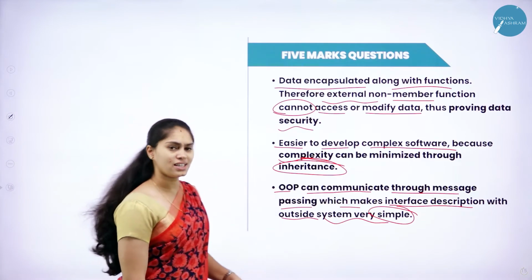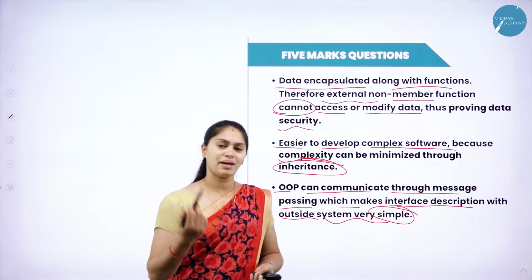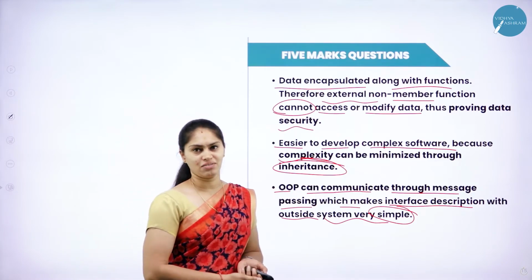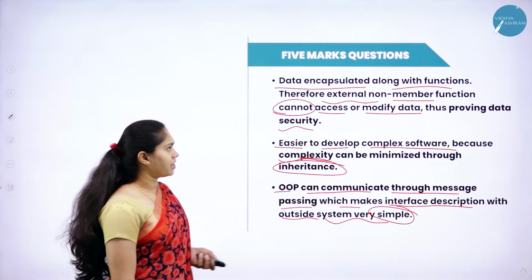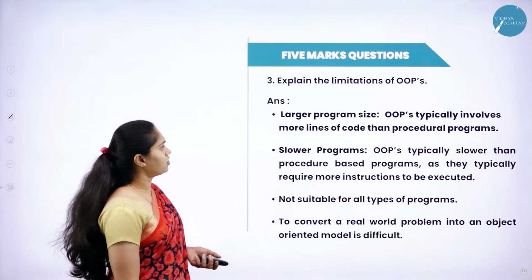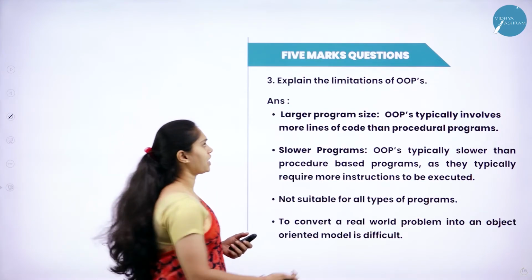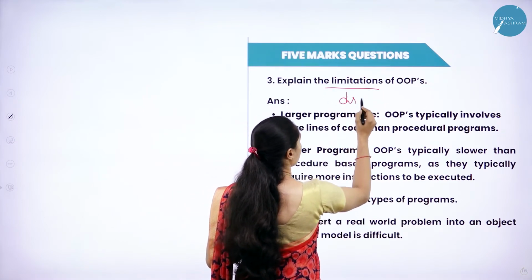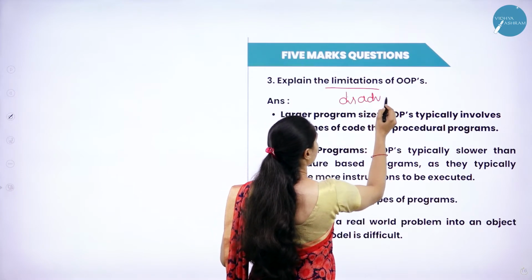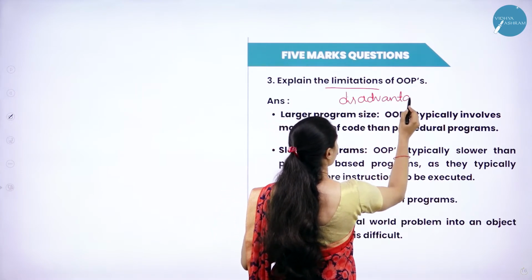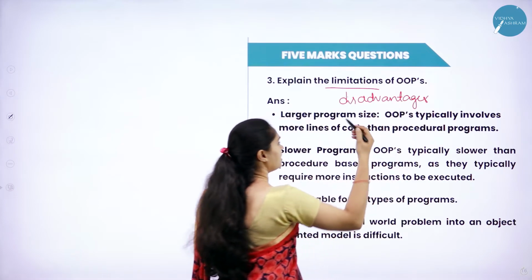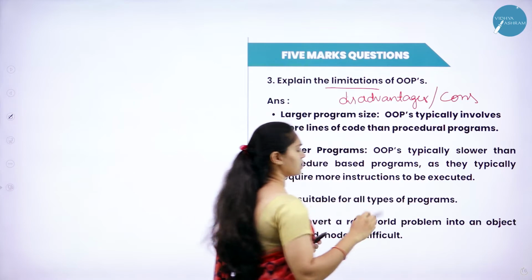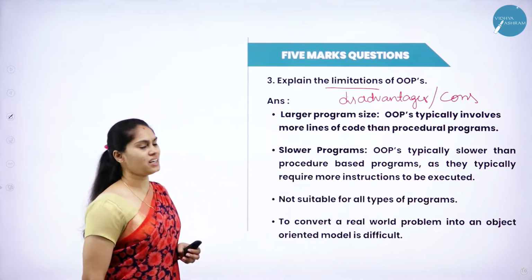So by keeping all the concepts, or all the characteristics of OOP, you have to write any 5 advantages. So these are the advantages of OOP. And also you can see the limitations. If you are given limitations, this is nothing but disadvantages. Don't get confused with the keywords they are going to give you. Limitations are nothing but disadvantages, or you can also consider them as cons. Pros are advantages, cons are disadvantages.